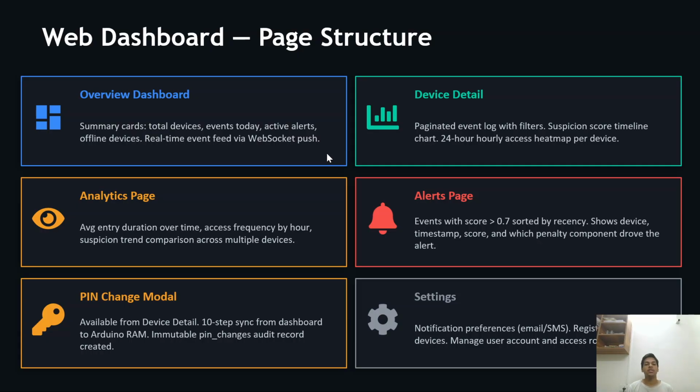The analytics page aggregates across all your devices: average entry duration over time, access frequency by hour, suspicion score trends. This is where you would spot a device that persistently flags suspicious events. The alerts page is filtered to show only events with a suspicion score above 0.7, sorted by most recent. Each row shows the device, timestamp, score, and which components drove the score high.